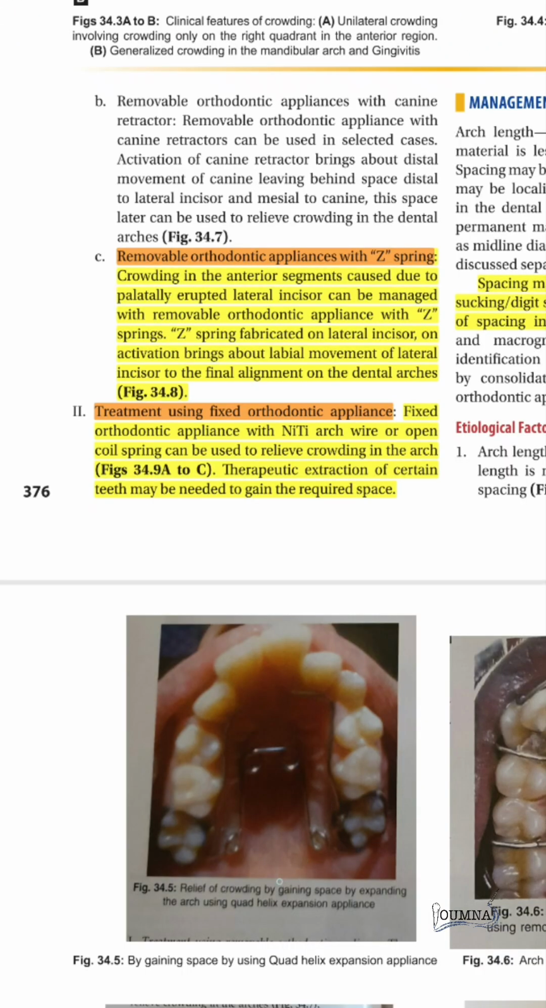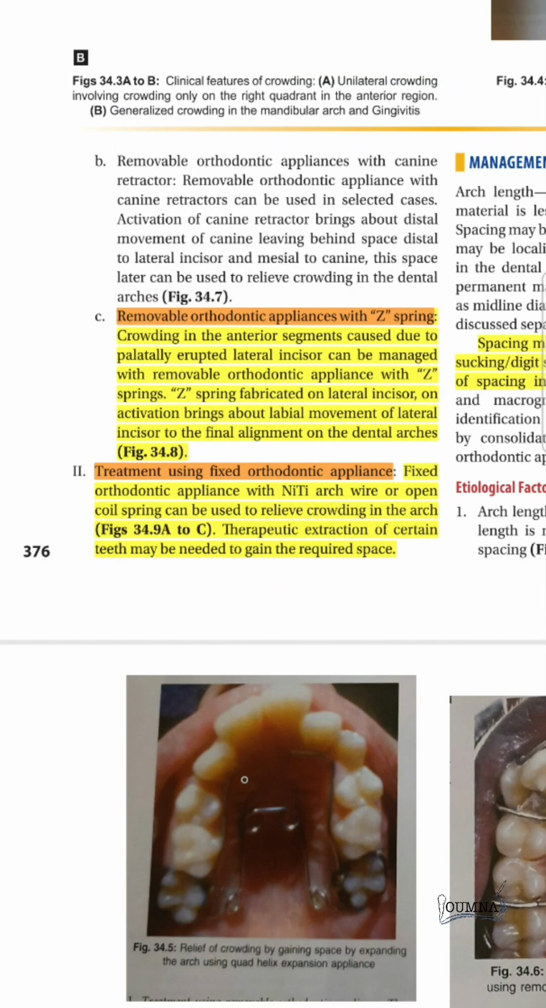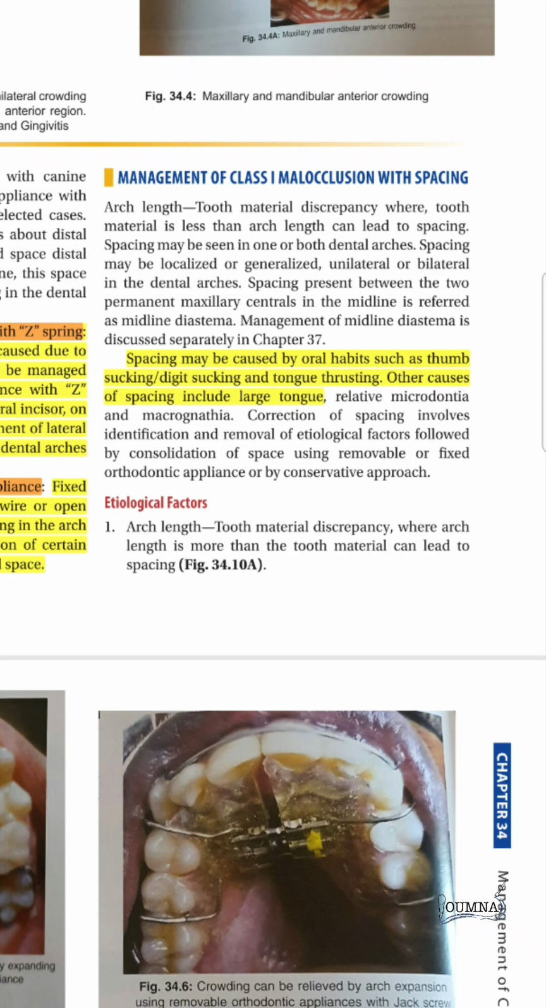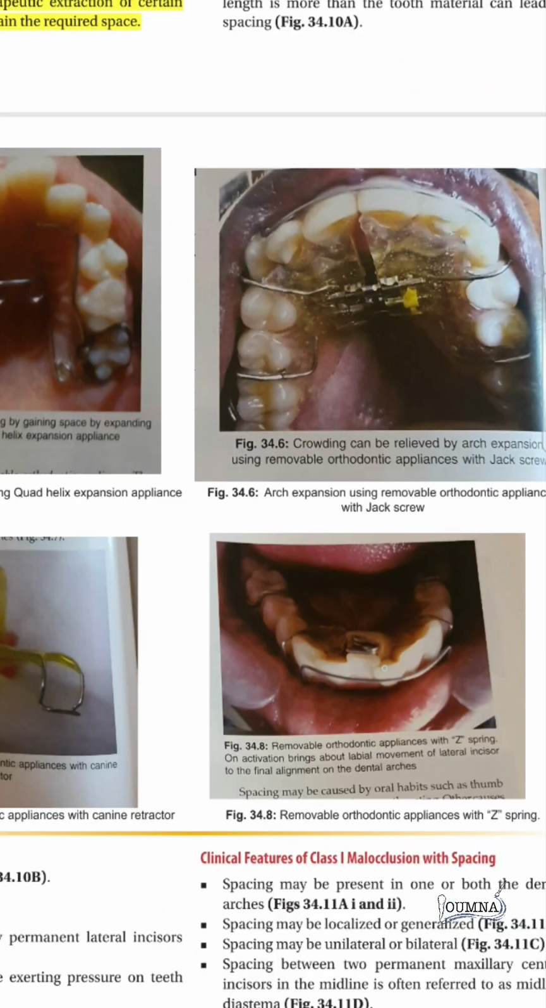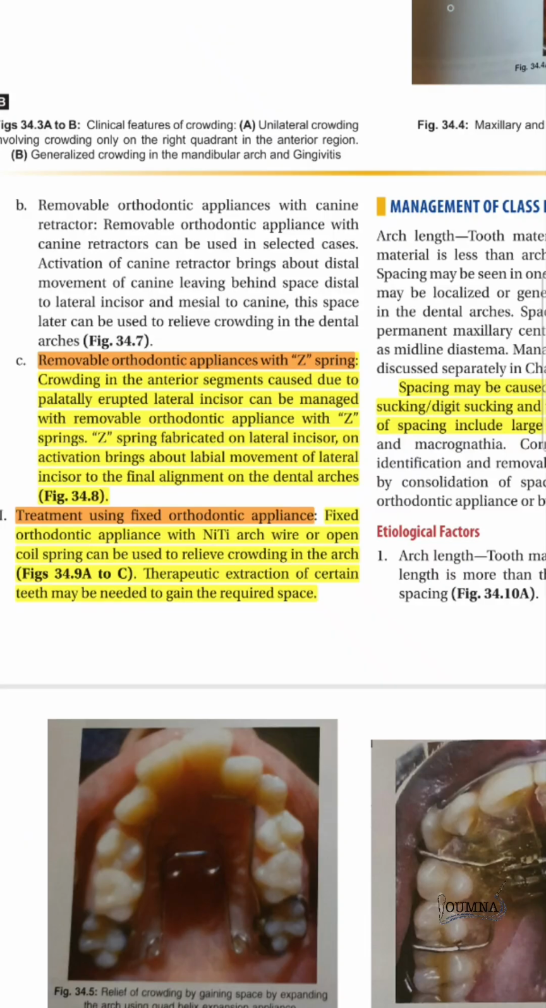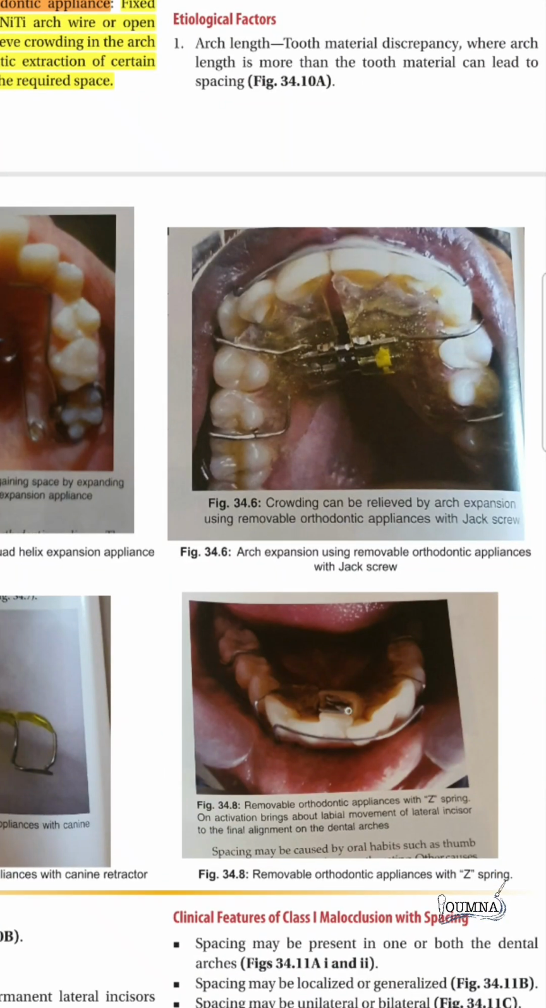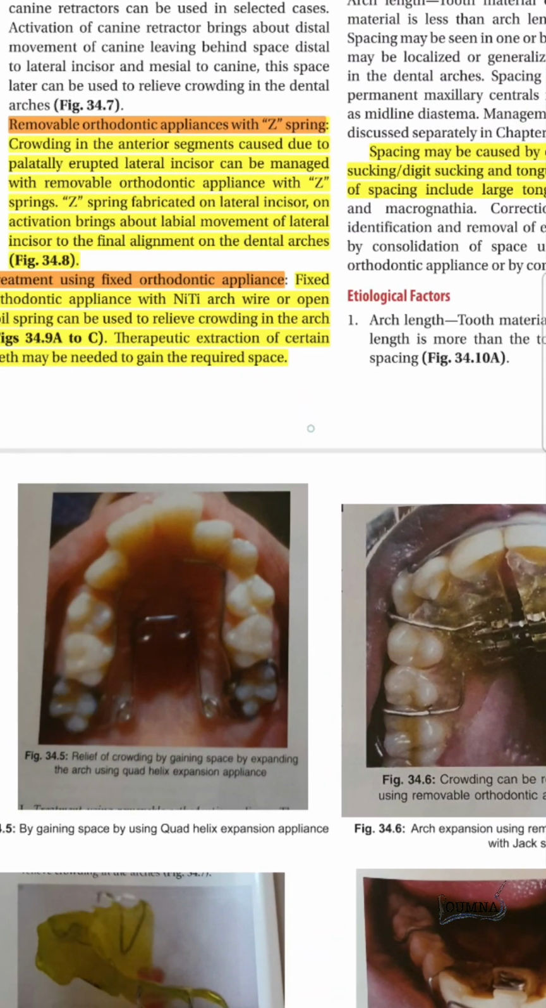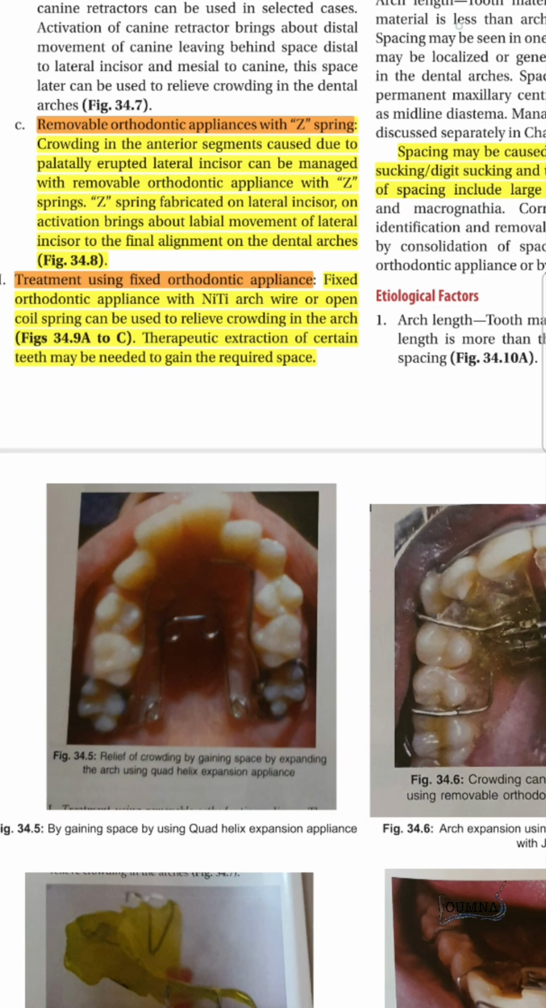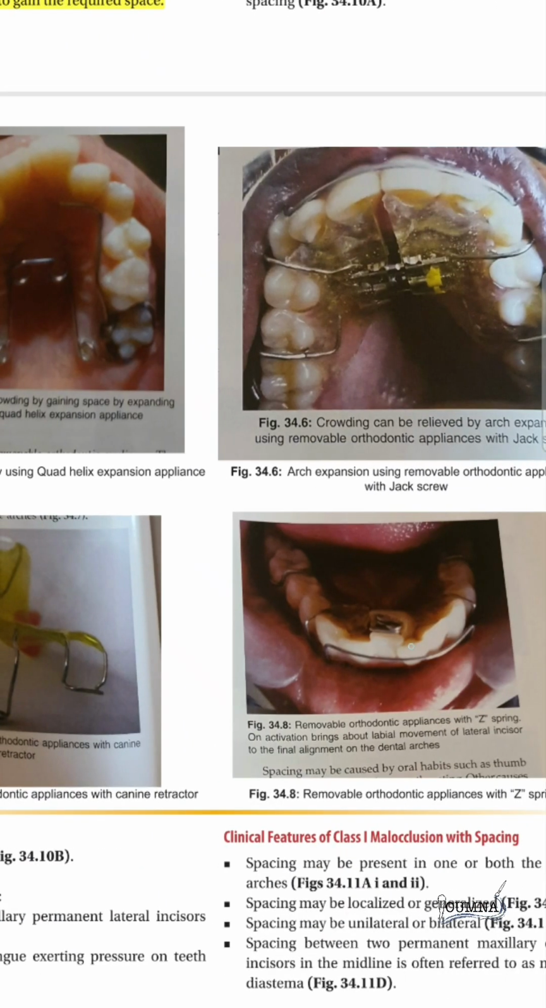This is the quad helix expansion appliance that has 4 helices, and this is the jack screw that is used in conjunction with a removable orthodontic appliance, and this is the removable appliance with the Z spring that is fabricated on the lateral incisor, and it starts doing labial movement of the lateral incisor when we activate it until the tooth reaches the proper alignment in the arch.